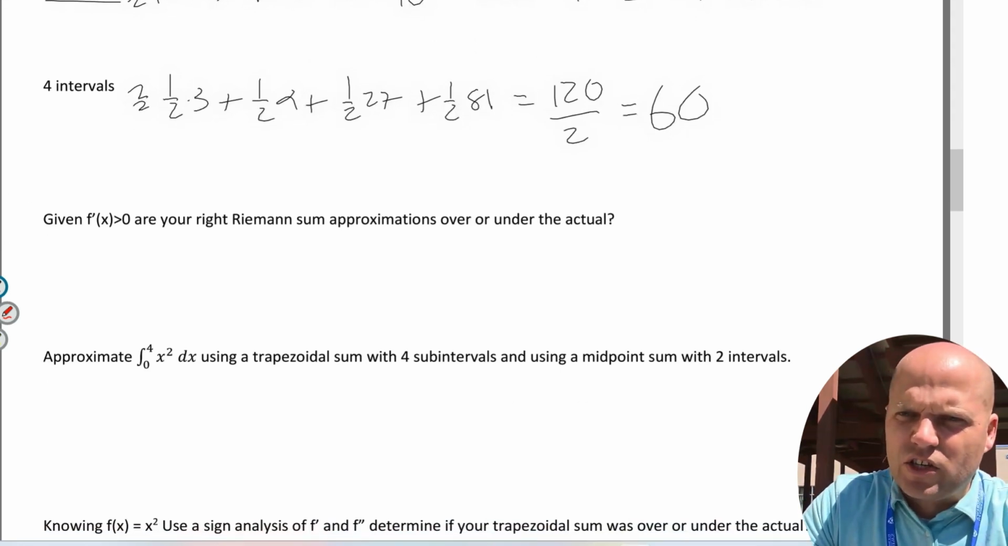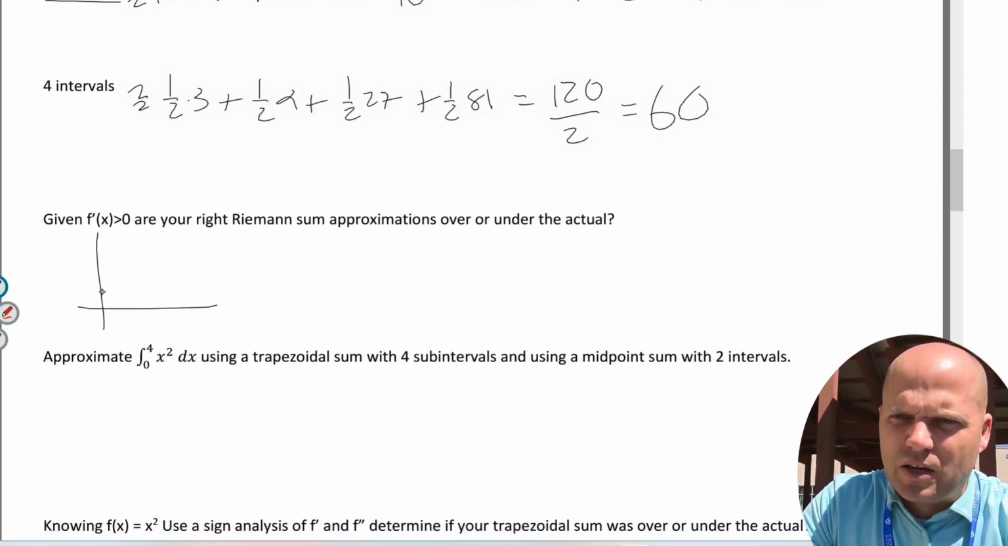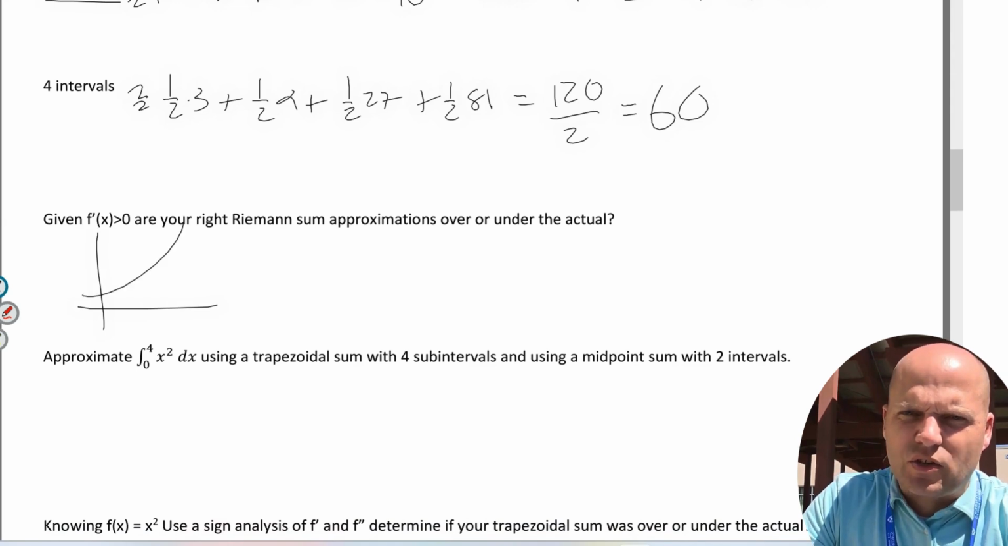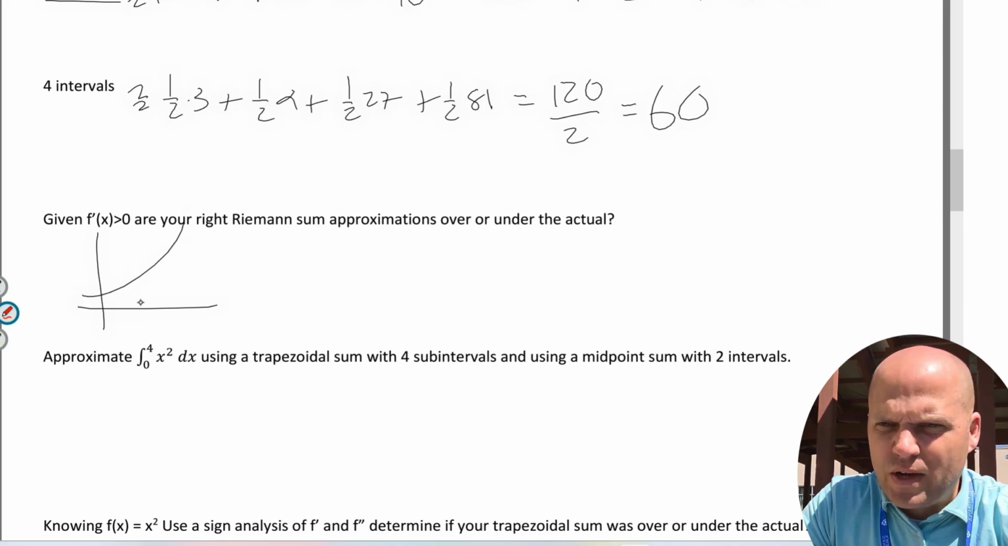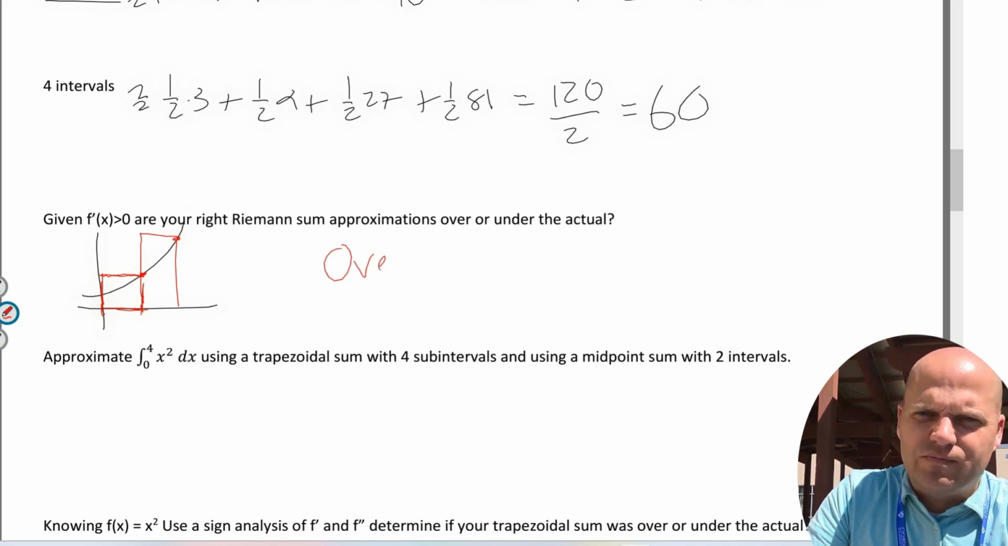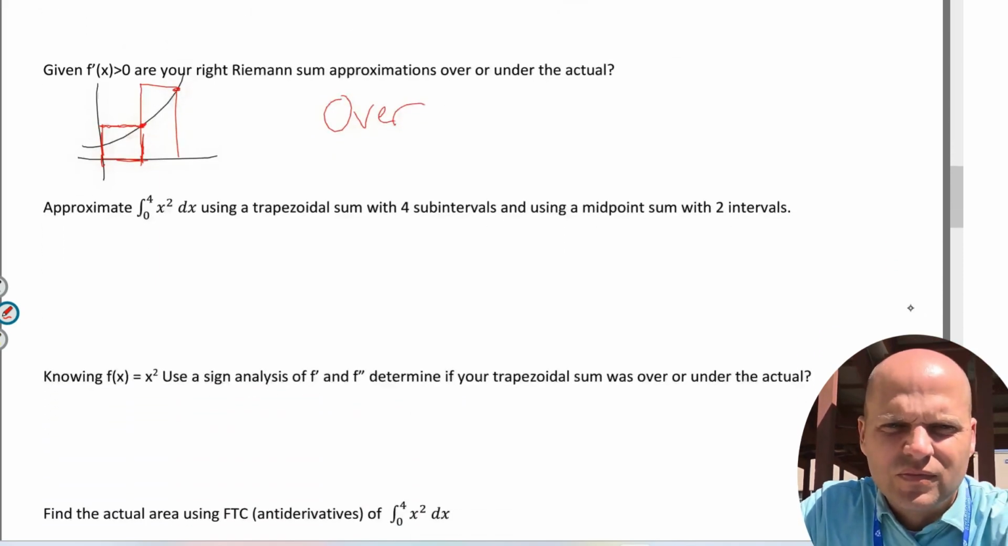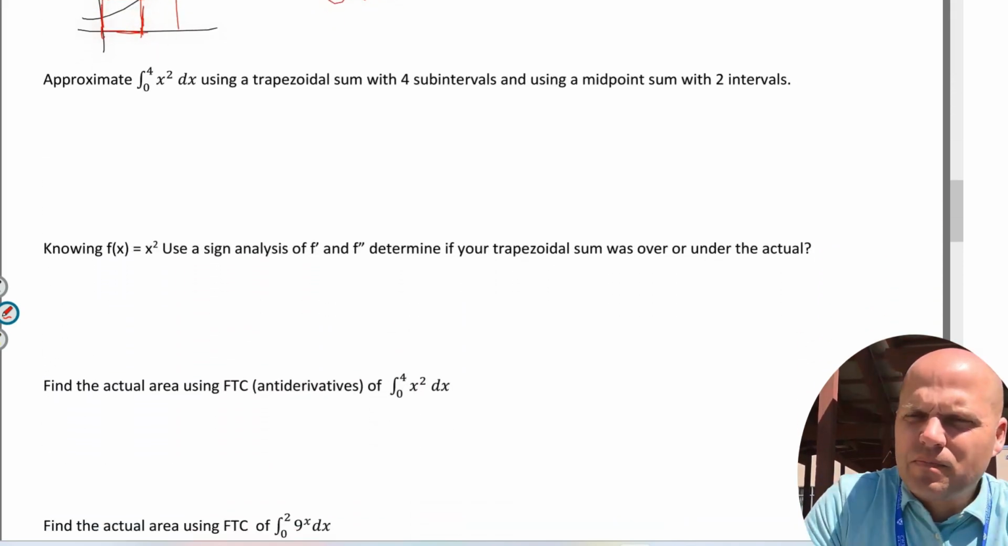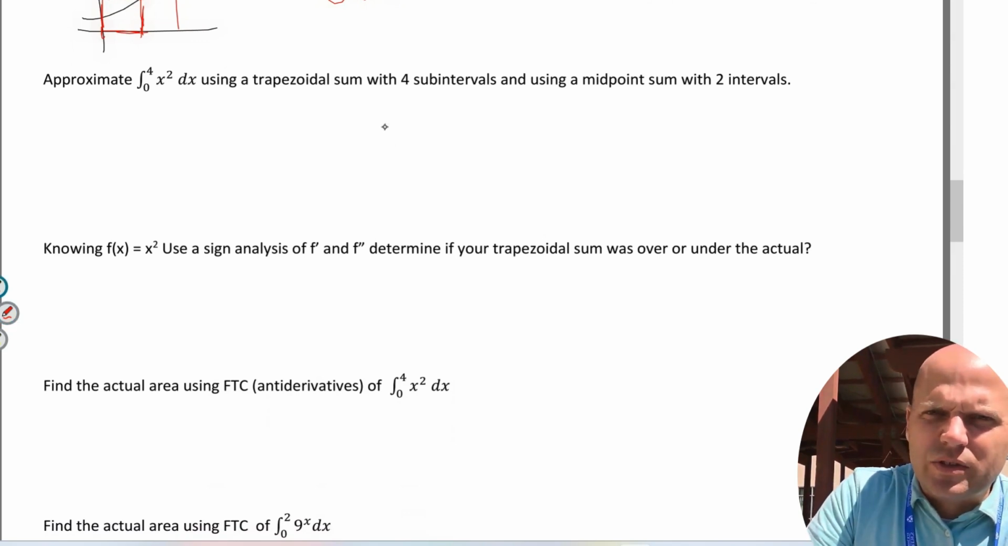Given that this function is increasing, are my right Riemann sum approximations over or under? Well, if we have an increasing function and I'm using the y coordinate on the right for a base, I'm using the highest y value over the interval, which means we're definitely going to be over. Okay. Let's do a table.